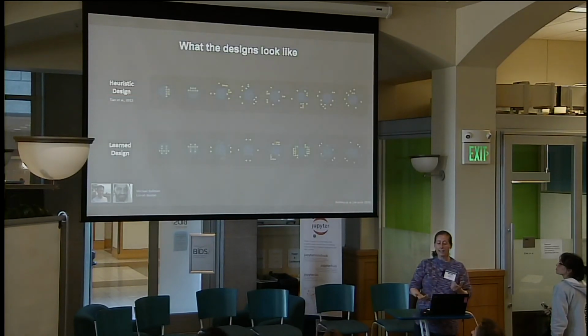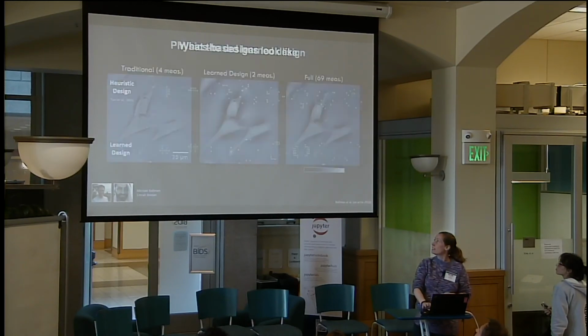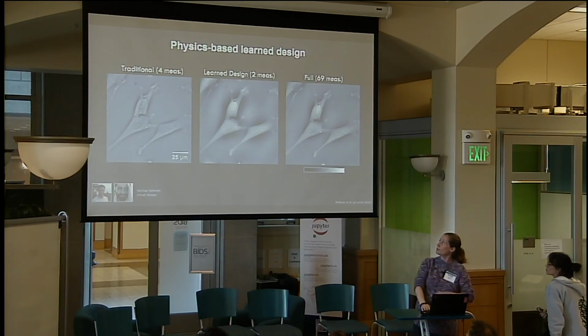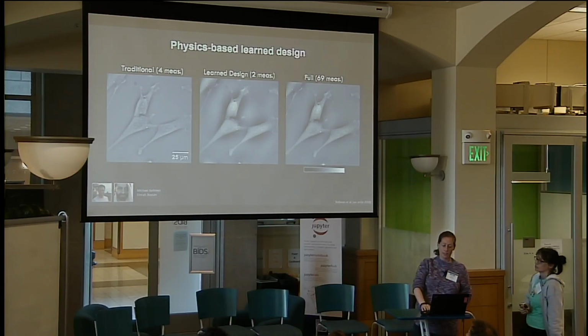What should the LED flashing lights look like? So our heuristic design is based on our knowledge of the physics. And we did pretty well with the heuristic design, but these learned designs do better, and we can use fewer of them to get the same quality of images. So I'll just show one last result: a traditional measurement versus our learned designs only needs 2 measurements to get the same quality of image as like 69 measurements in this particular case. It particularly picks up the low spatial frequencies in a way that the traditional one just doesn't.